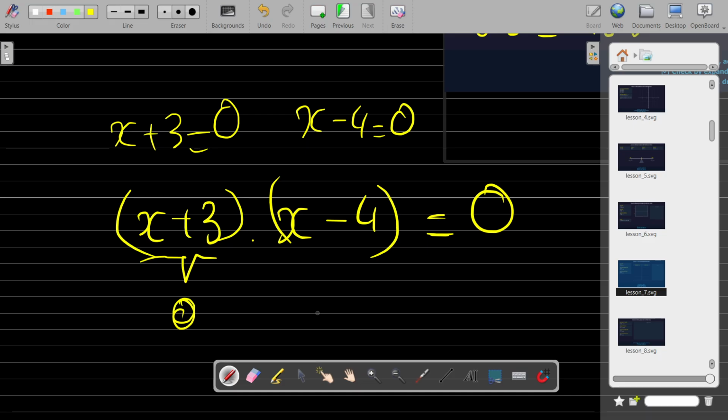The actual hard part is that you need to convert something into a form something like this, into 0, and that will be the main challenge.